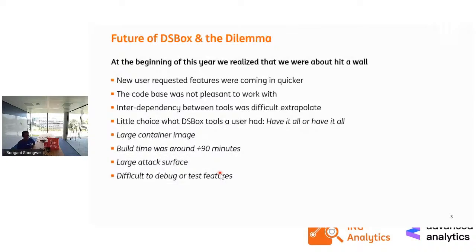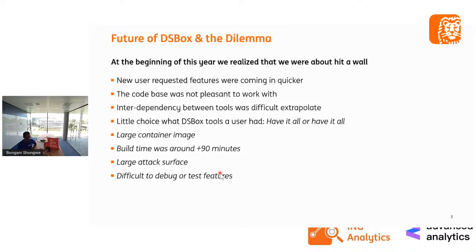So at the beginning of this year, we realized that we were about to hit a wall. We were getting many new user requests for DS Box, and our code base was not the most pleasant to work with. Just to give an overview, our Dockerfiles were about 400 lines long. And for us as developers, it was difficult to understand where to make a change, and if issues came up, where to address them.